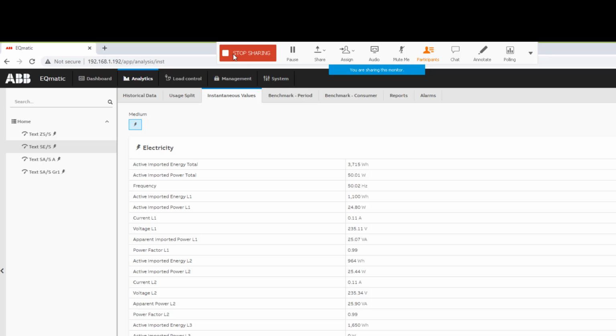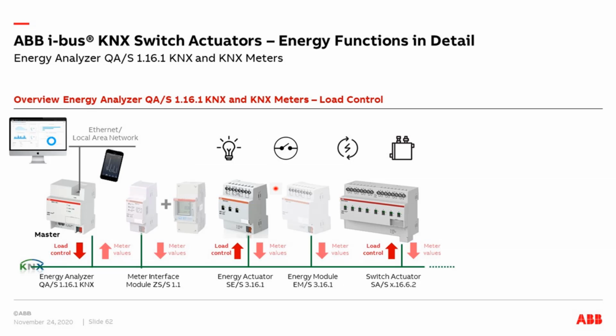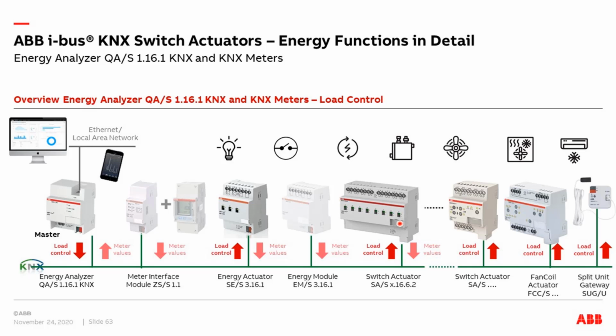Then let's go back to the load control. So load control means our master, which is here our energy analyzer, get all the meter values like I have shown you before from devices, and via the load control we switch off some loads. This can be, for example, the energy actuator or our switch actuator with energy functions. And what is also possible, we can also switch off some loads, like in a standard switch actuator like professional, or in the combi, or in a fan coil controller, fan coil actuator, or split unit gateway.